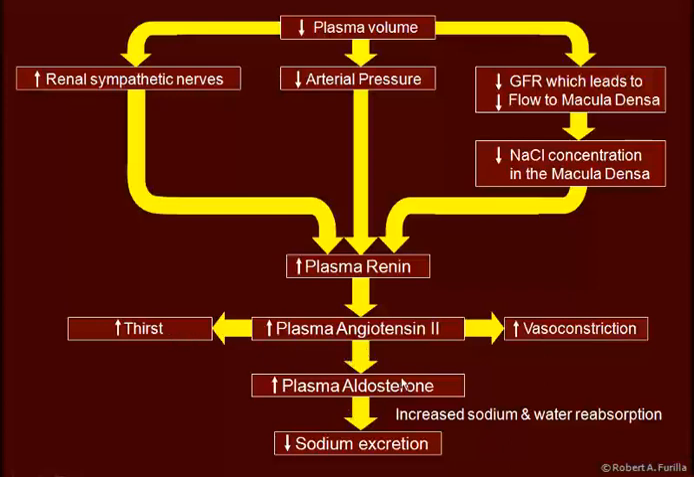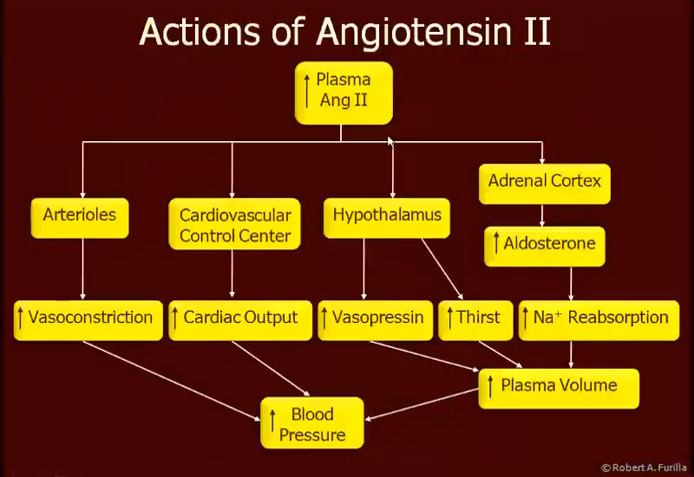Angiotensin II also increases aldosterone secretion, which increases sodium and water reabsorption and decreases sodium and water excretion. The goal here then is to raise plasma volume and raise arterial pressure. Angiotensin II's effects then occur on arterioles to increase vasoconstriction. Angiotensin II works on the cardiovascular control center to increase cardiac output. It also works on the hypothalamus to increase vasopressin, and vasopressin is another name for antidiuretic hormone.